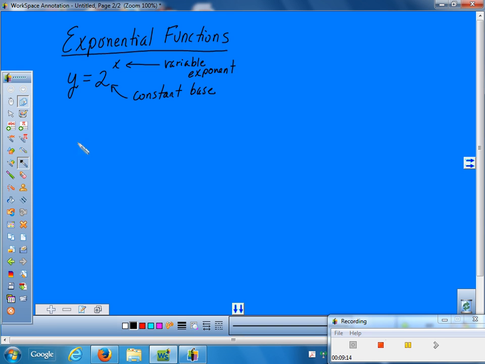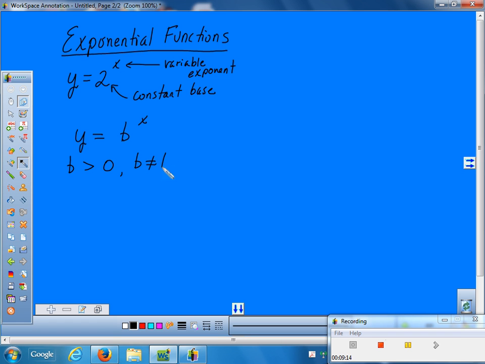Now, there are some restrictions on exponential functions. What can't be negative? The base. The base is always a number greater than 0. So it's always a positive number. Base cannot be 0. What good does it do you to take 0 to a power? 0 to a power is still 0. So we don't do base 0. We can do any positive number except 1.